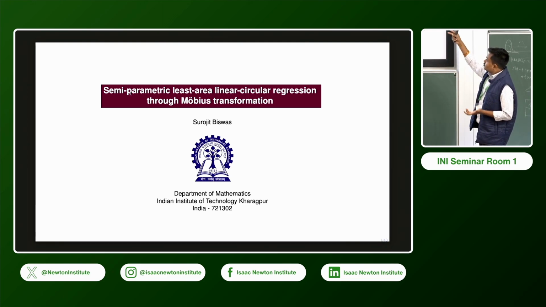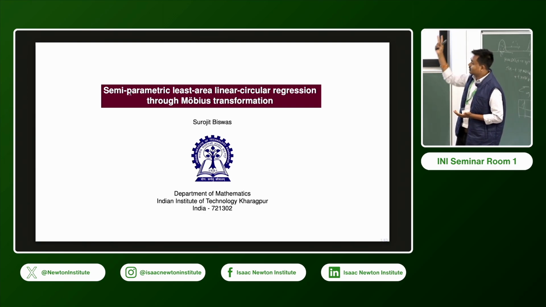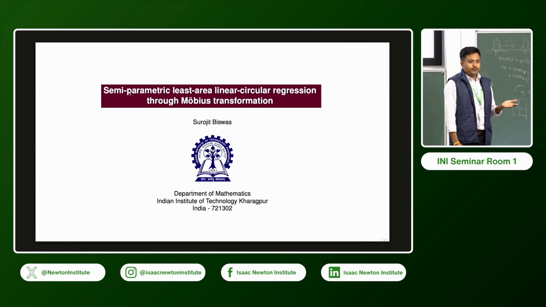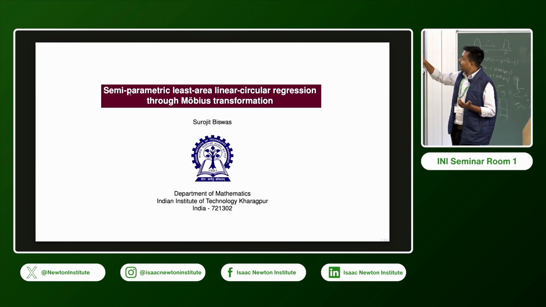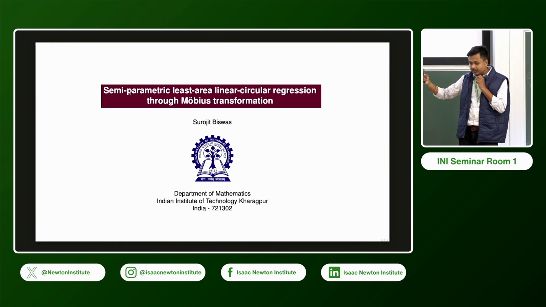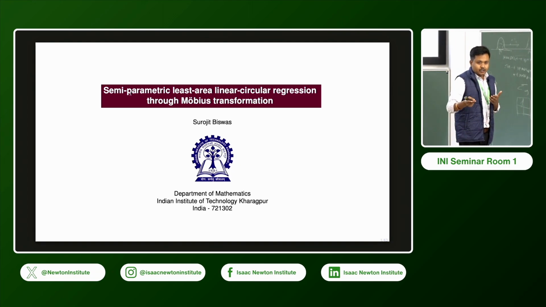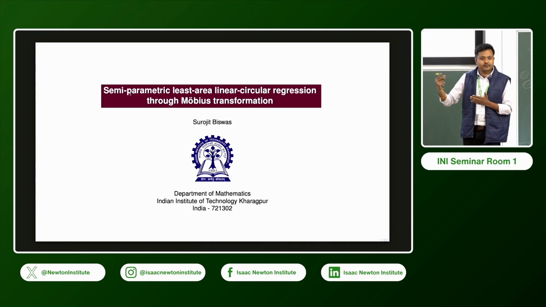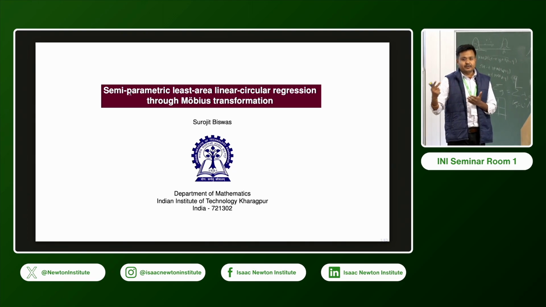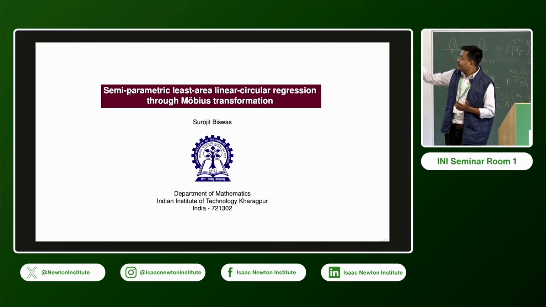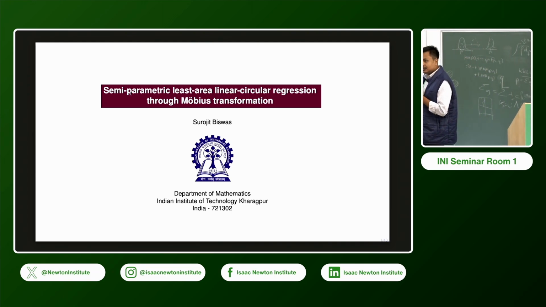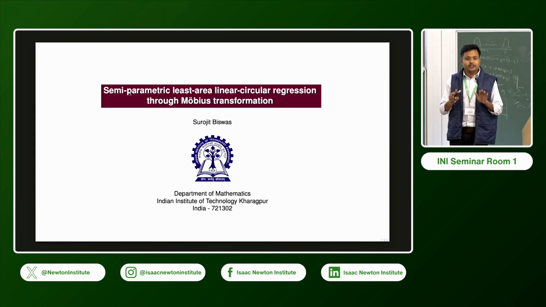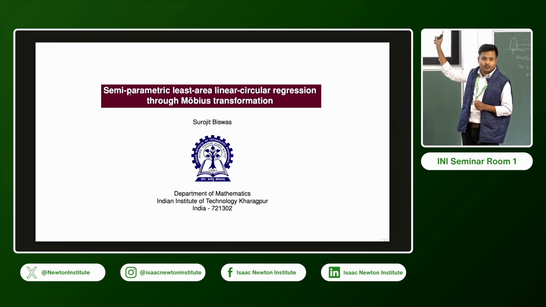So this is a regression problem. The Mobius transformation we'll use is from complex analysis, and the Riemannian geometry part will come from differential geometry. Some tools from differential geometry we'll use to build our own loss function to estimate the parameters associated with the Mobius transformation. And why semi-parametric? Because it doesn't depend on any particular distribution, so it is distribution free. All we need to do is estimate the parameters of the Mobius map.